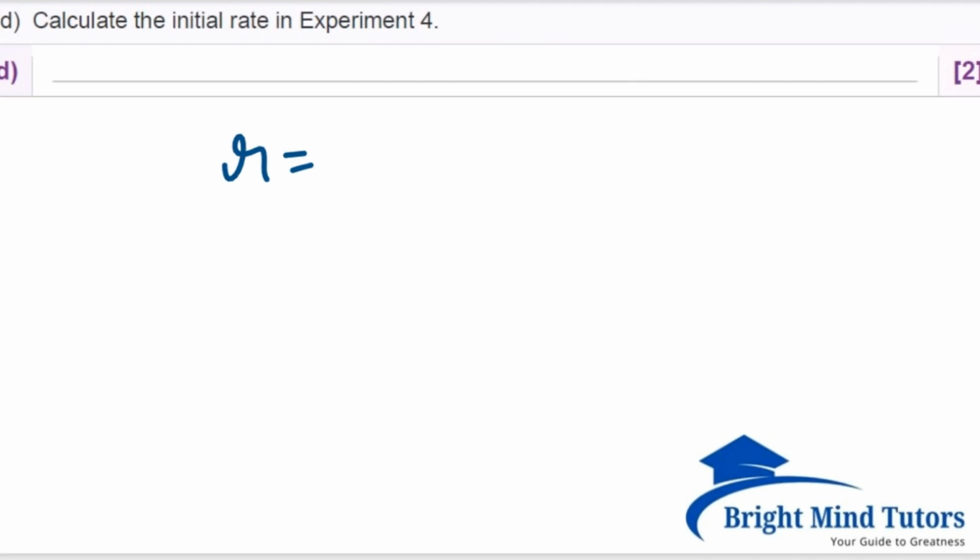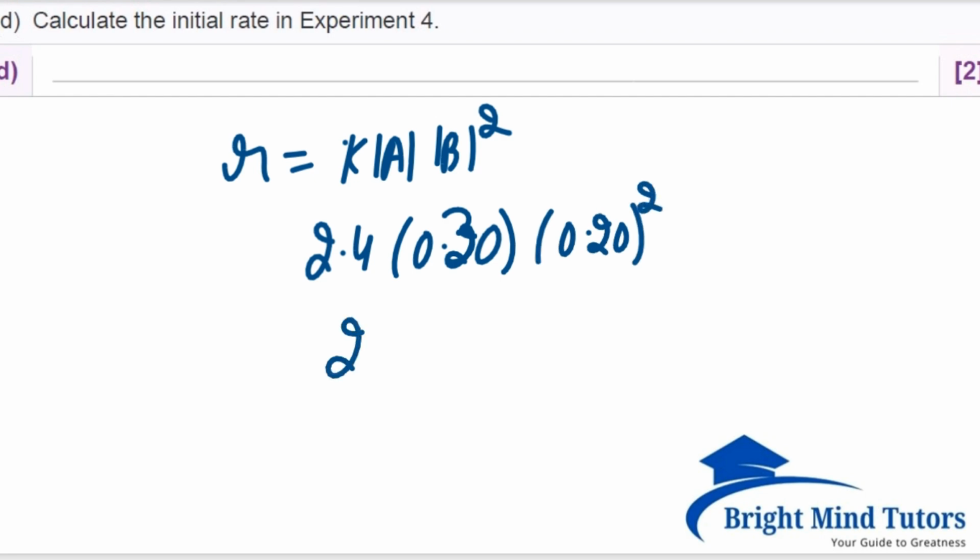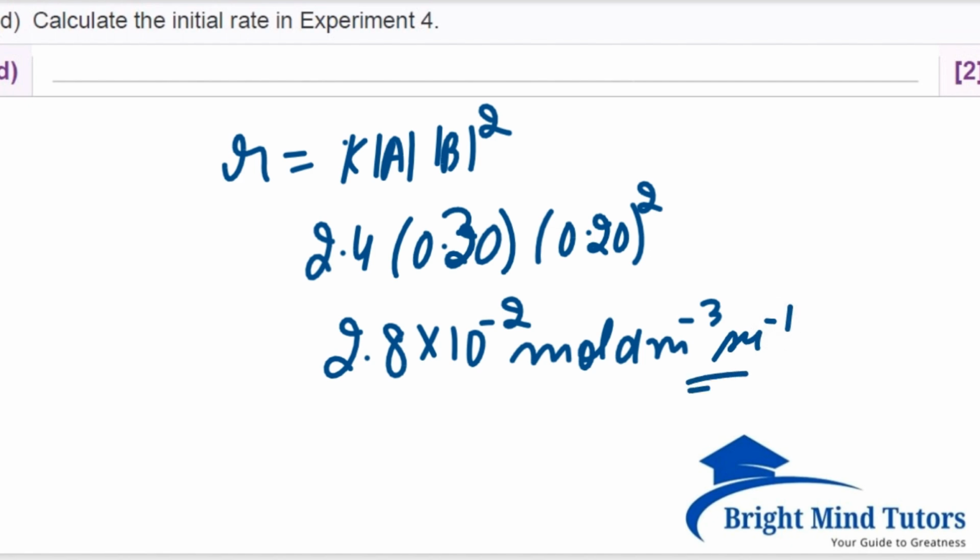So rate is equal to K into A raised to the power of 1 into B raised to the power of 2. So the K value we have found as 2.4, the A value is 0.30, and B's concentration is 0.20, the square of it. Just solve this, and the value you will be getting is 2.8 into 10 to the power of minus 2. Make sure you write the units too to get the full marks for this. Units will be mole per decimeter cube per second. Okay, so this is going to be your answer for this.